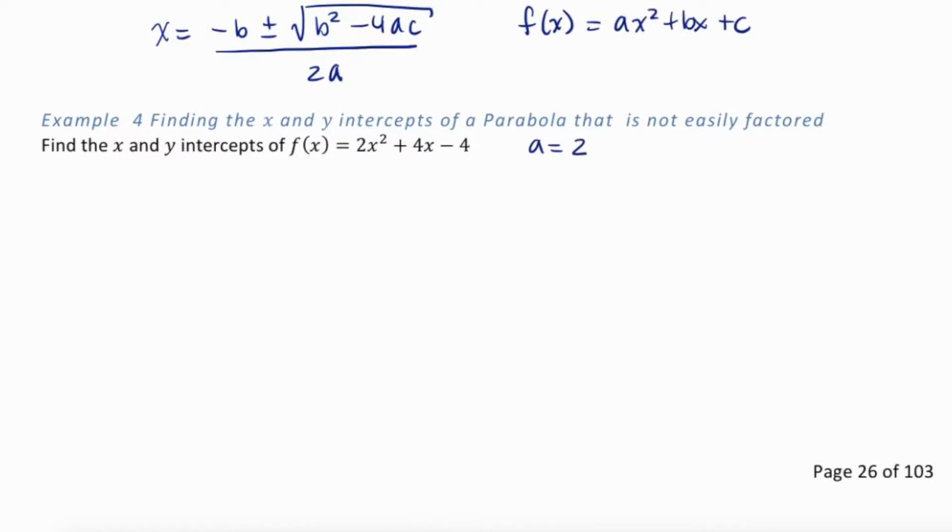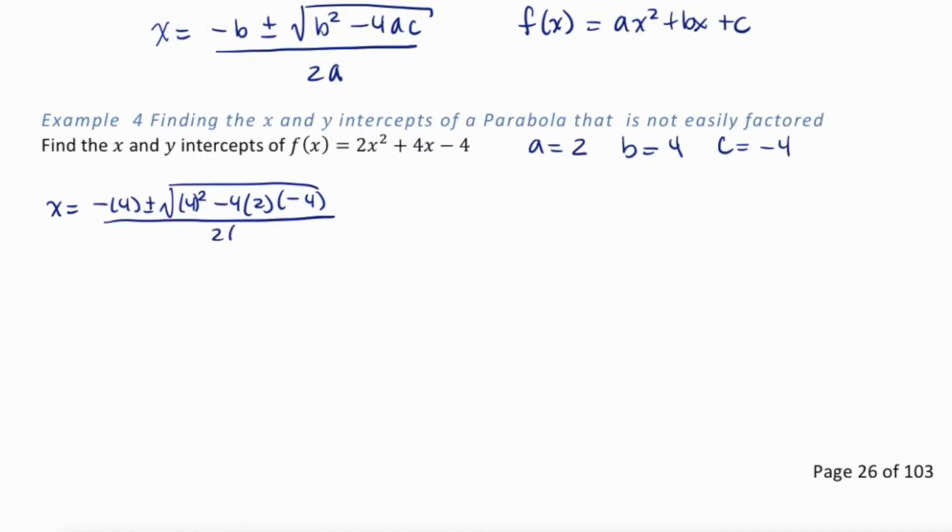A in this case is 2, b is 4, c is -4. Here's our a value, our b, and our c value. So let's go ahead and plug this into our quadratic formula, which is still visible up here. So I have -4 plus or minus the square root of 4 squared minus 4 times a, which is 2, times c, which is -4, all divided by 2 times 2.